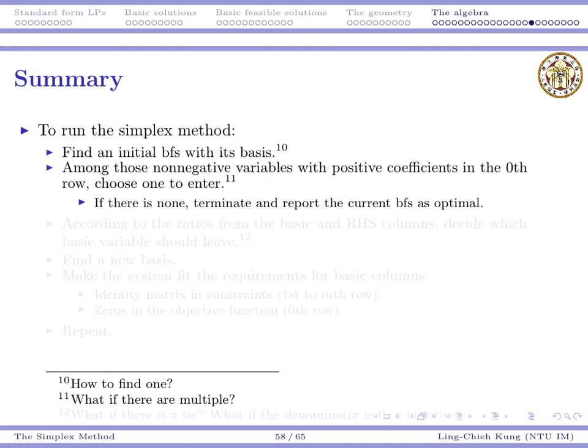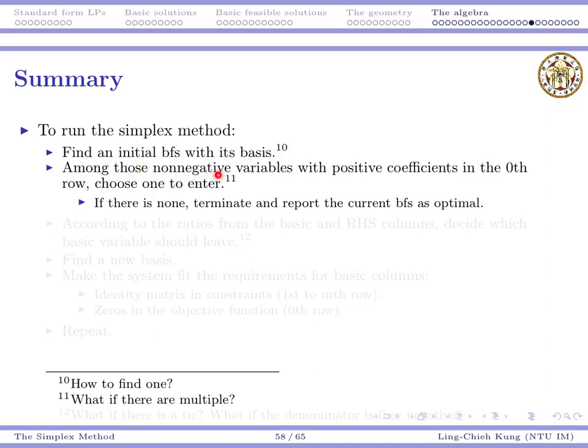Okay, so as a brief summary, when we run the simplex method, first we need to find an initial basic feasible solution with the associated basis. In general, we may not be so lucky as we were in the first example we solved. You may want to think about what if you do not have that initial identity matrix? There may be something you need to do. We're going to discuss that in the next lecture.